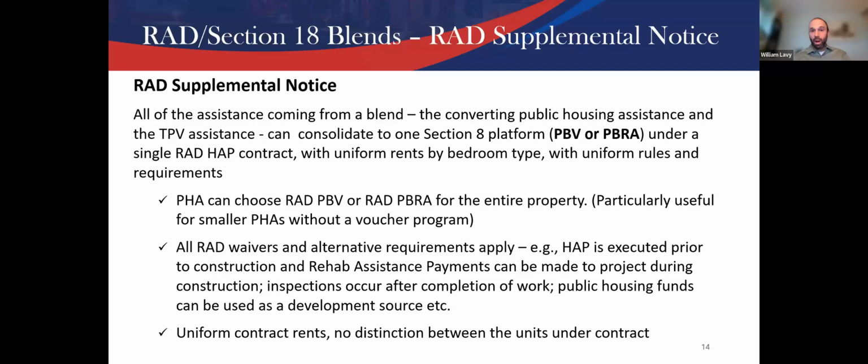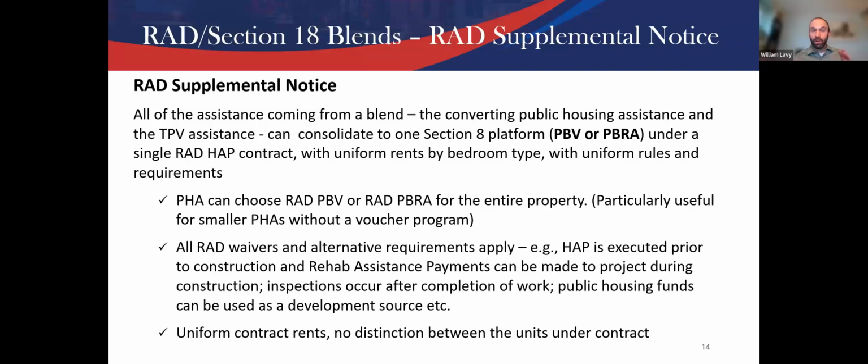All the RAD waivers and alternative requirements apply. So not only do they have the resident rights, as they always have, but also things like the rules governing the rehab and construction. So if the HAP contract is executed prior to construction, rehab assistance payments can be made to the project during construction. Inspections occur after the completion of work. Public housing funds can be used as a development source. And all the other requirements and flexibilities we've established in RAD that are meant to both protect residents while facilitating the necessary rehabilitation and construction work. And then there'll be uniform contract rents with no distinction between the units under the contract.